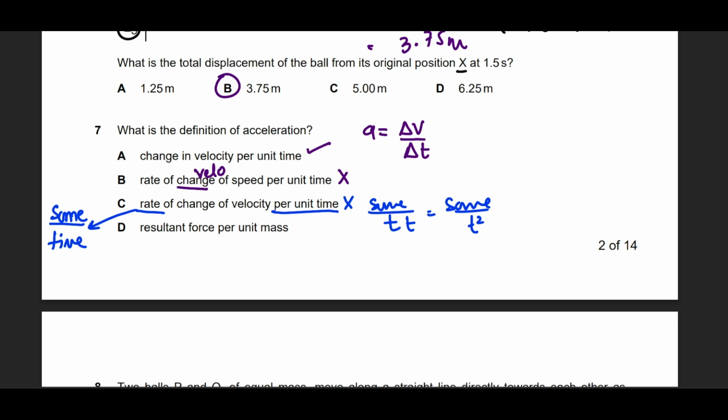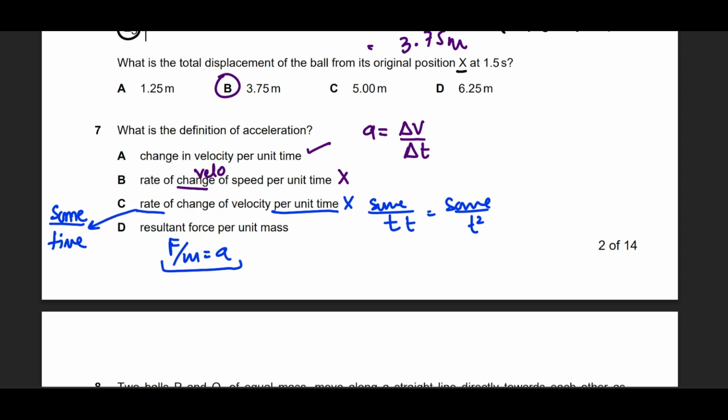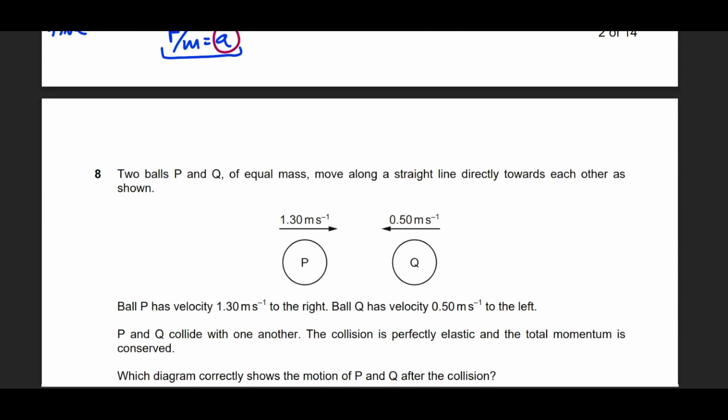And option D, resultant force per unit mass. So this F divided by m equals A. This is from Newton's second law. This looks like a plausible answer, but this does not define acceleration. This is not the definition of acceleration, right? So the definition is the rate of change of velocity. It has to have a velocity, it has to have a time. So option A seems to be the right answer, and all three of the others are incorrect.